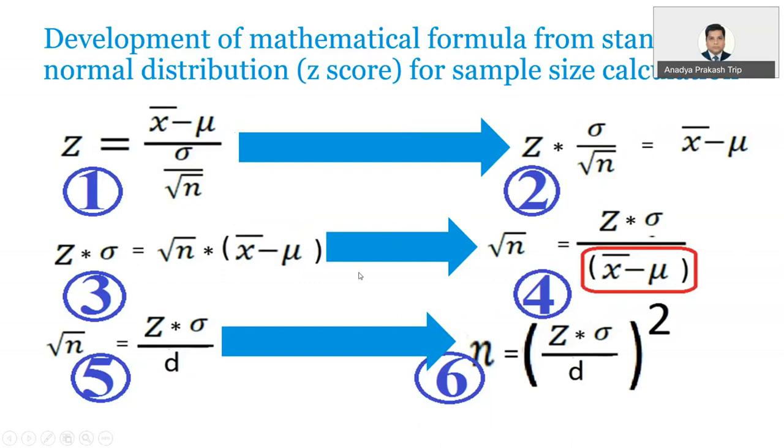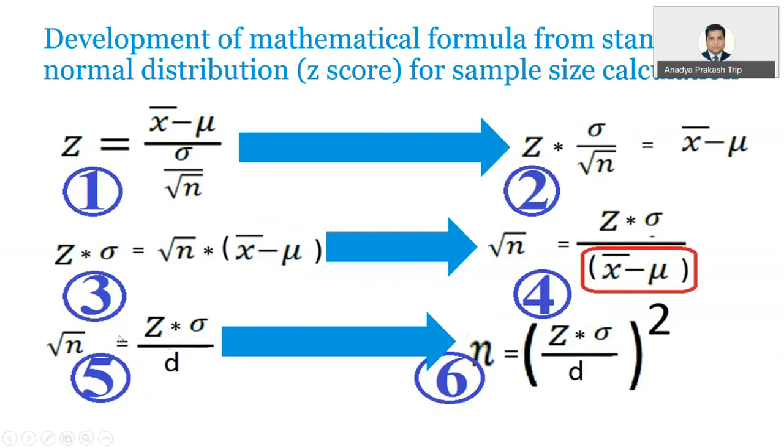Now what is this? This is my allowable difference, delta. The sample mean minus population mean. The departure from the population which we observe in the sample. Let's make it d. So I have written root n equal to z into sigma by d.